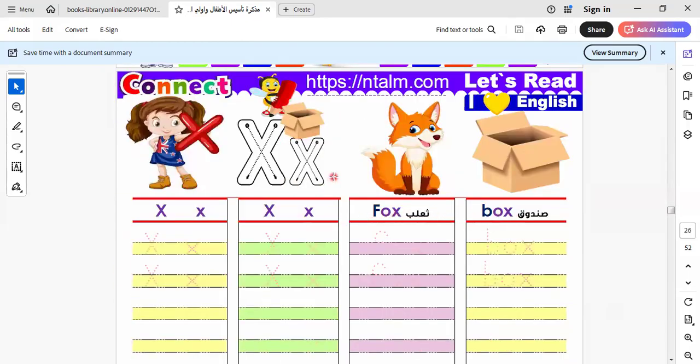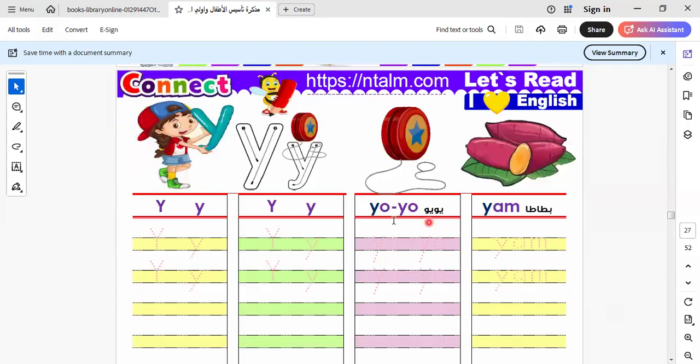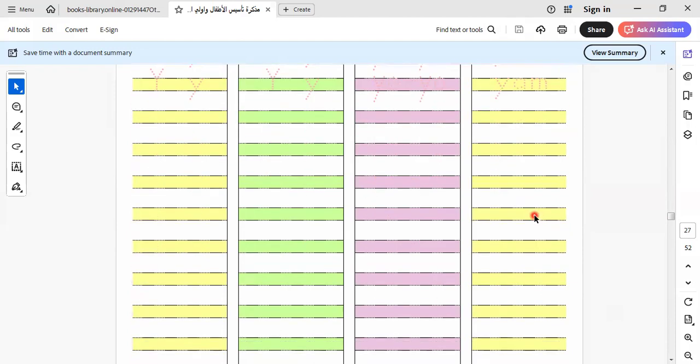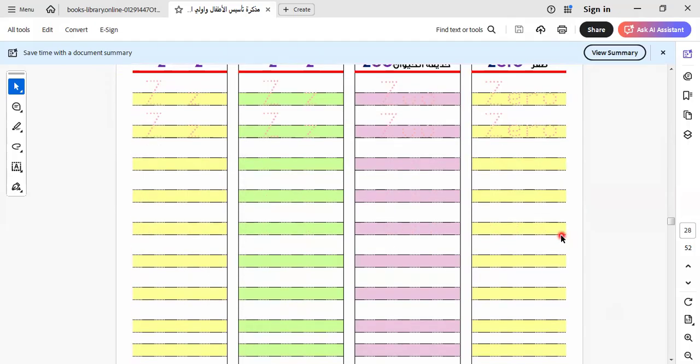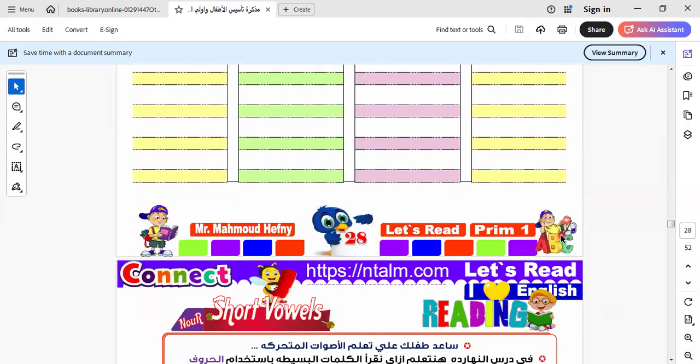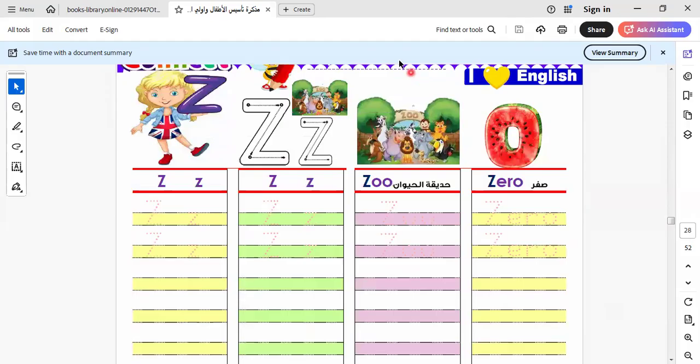Capital X and small x, fox and box. Capital Y and small y, you and yam. Capital Z and small z, zoo and zero. Okay, now we know the alphabets and the word related to every letter. Let's go to the story today.